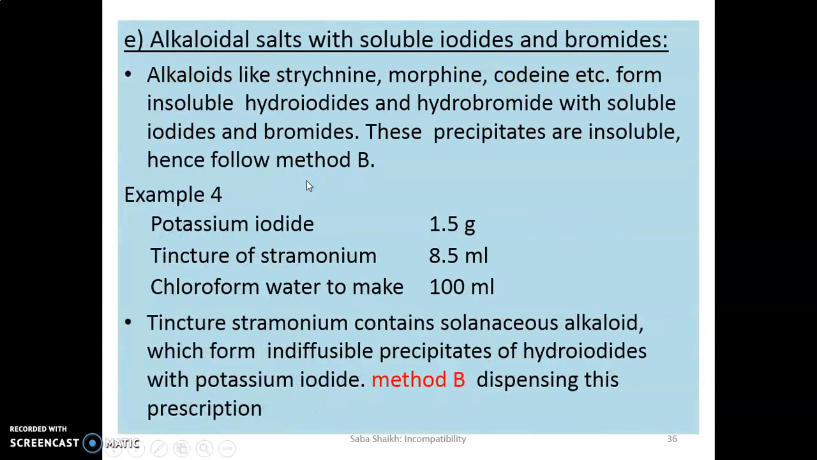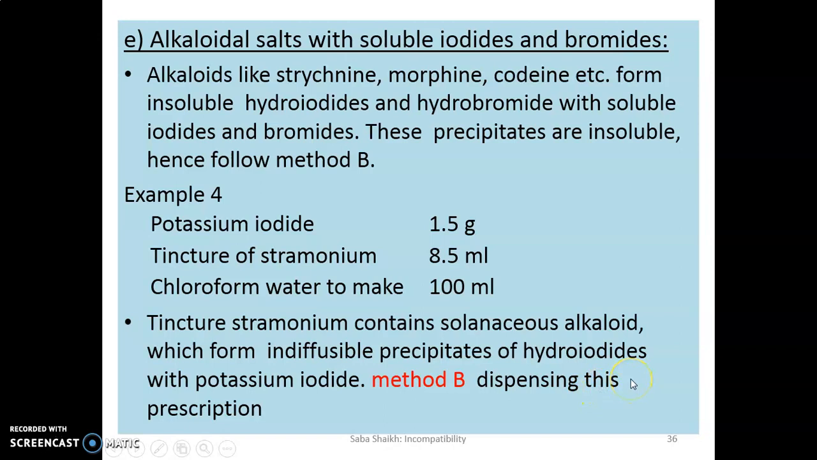And the last is alkaloidal salt with soluble iodides and bromides. Now, alkaloids like strychnine, morphine, codeine, etc. form insoluble hydroiodides and hydrobromides. Hydroiodide and hydrobromide. These precipitates are insoluble and we always have to follow method B. This is an example. Here, tincture of stramonium contains alkaloid, which forms an insoluble precipitate of hydroiodide with potassium iodide. So, follow method B in dispensing this prescription.